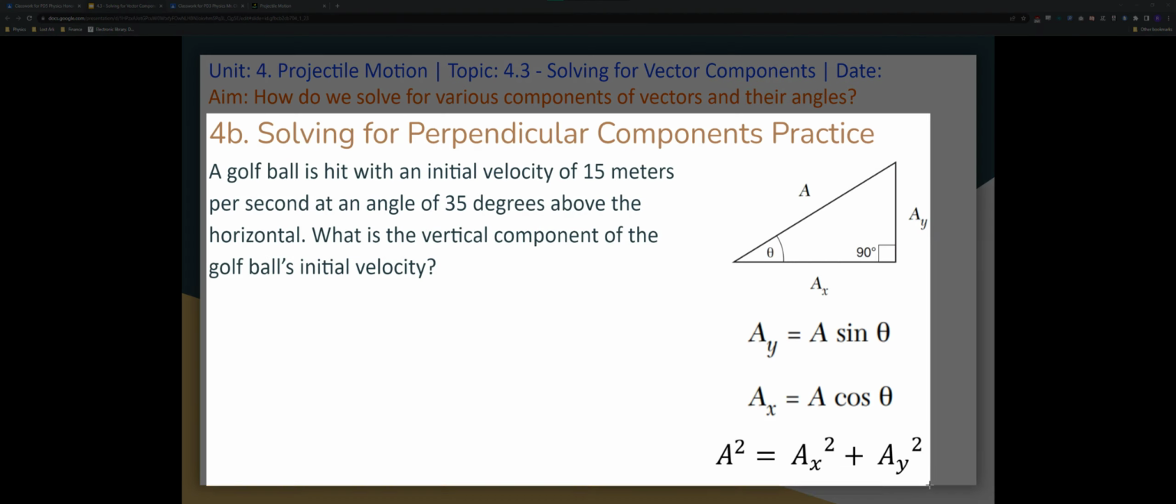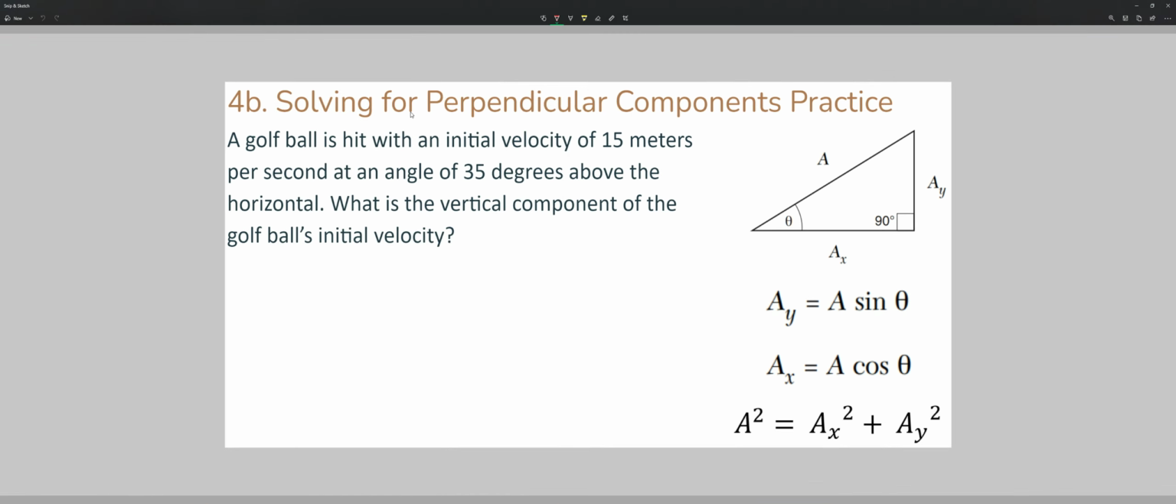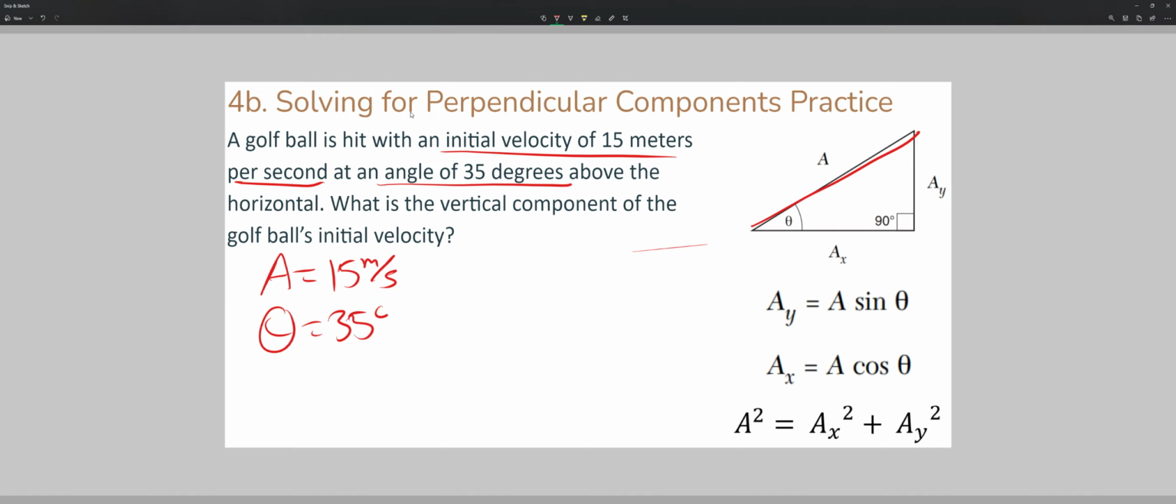So for B, we'll do essentially the same exact thing. It says a golf ball is hit with an initial velocity of 15 meters per second at an angle of 35 degrees above the horizontal. So this essentially is my launch velocity, this is a, 15 meters per second, and your angle is 35 degrees. The question asks what is the vertical component of the ball's initial velocity? So here they're looking for ay.